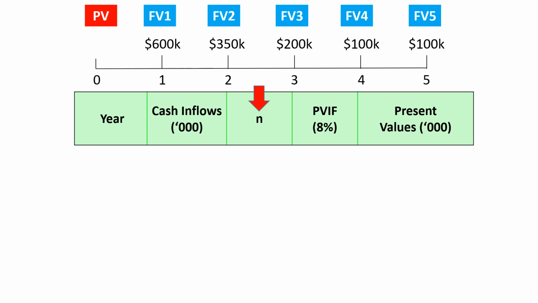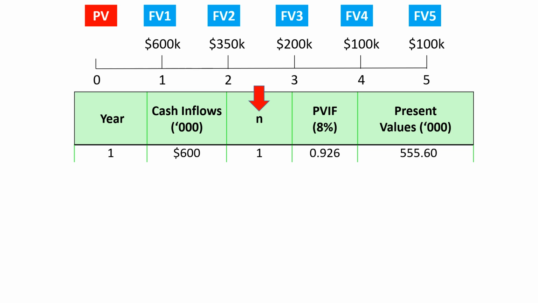This is the area where many students make careless mistakes, so please pay attention. From my experience of marking past year papers, tests and exams, many students are confused about N. They fail to understand and apply N, so please apply it correctly. For the first year, the cash flow is 600k. The N is 1 because it discounts back one period, 1 year. So from FV1 to PV, you discount by 1 year.